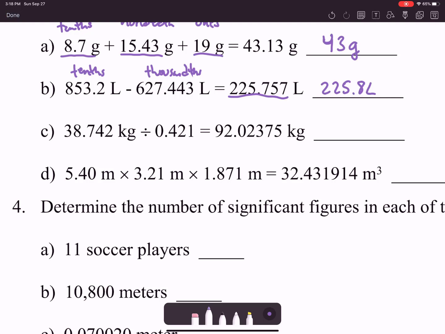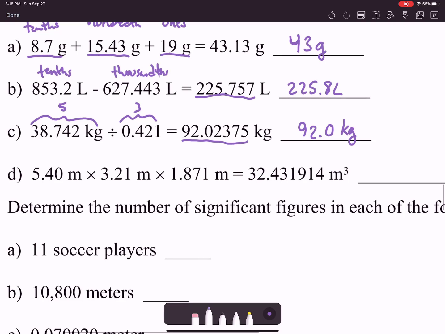Okay, when we divide, instead of looking at the place, we look at the number of significant figures in each measurement that goes into a calculation. So in this first one, we have 5 significant figures. The second one, we have 3 significant figures. We choose the number of significant figures that our answer has to be the same as the least number of significant figures in the measurements that went into the calculation. So 3 is less than 5, and so we're going to round our final answer to 3 significant figures. So it's 92.0 kilograms. And you do need to put that 0.0 because you need 3 significant figures in your answer.